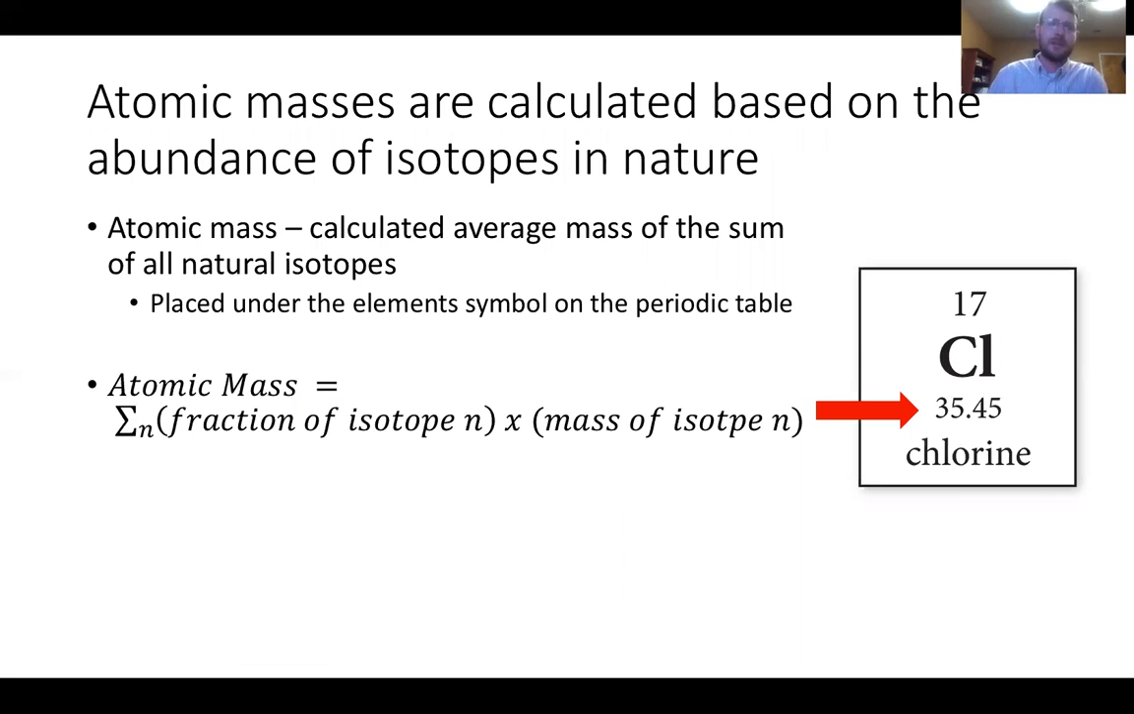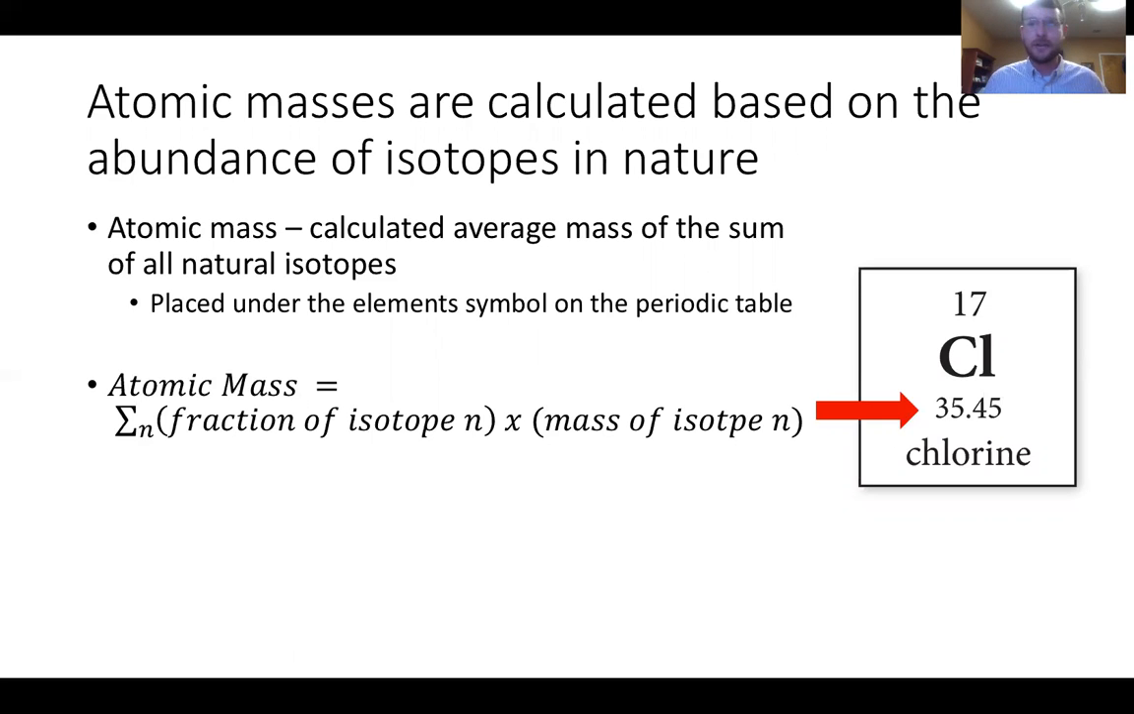But here's what I want you guys to do. I want you guys to start thinking about this. When we started talking about that periodic table, there was one number missing, and that's the atomic mass of the element. It's the calculated average mass of the sum of all natural isotopes. It's usually placed under the elemental symbol, and you notice that it's not a whole number, and that's because it's a sum of all the naturally occurring isotopes.